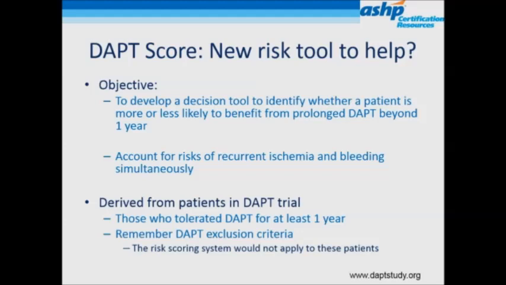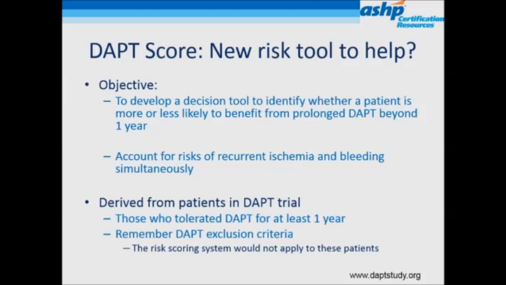And we now have potentially a way to identify patients who would be better off continuing or better off discontinuing platelet therapy. So from the DAPT study, it's actually been published in JAMA as of a couple months ago, but if you want the actual risk score, it's easiest just if you go to the website, daptstudy.org. They actually have the calculator.